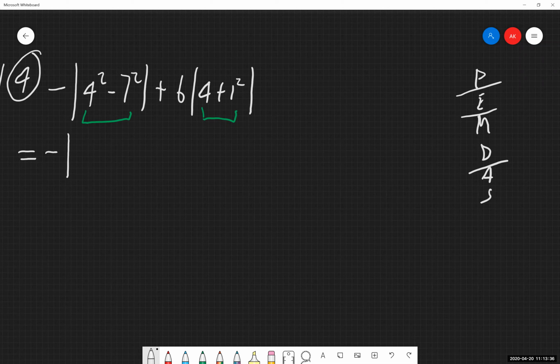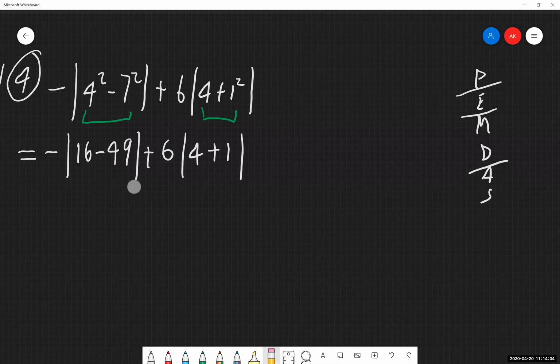So I'm just looking at 4 squared minus 7 squared. I don't have parentheses there. I have exponents. I have 4 squared, which is going to give me 16. I have 7 squared, which is going to be 49. That's all I can do there. Inside the other absolute value sign, I have 4 plus 1 squared. 1 squared is just going to be 1. So I've taken care of the exponents there, and that's all I was doing in that step.